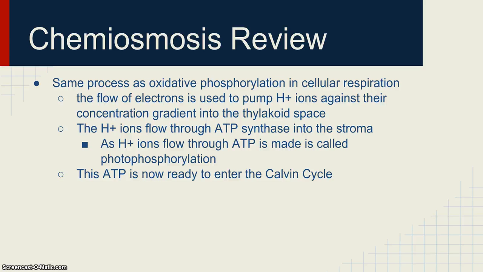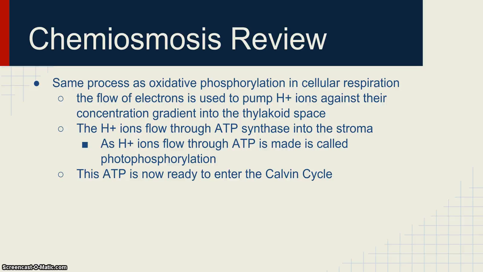Okay, so chemiosmosis. We're going to talk a little bit about chemiosmosis again because we are going to go through chemiosmosis to make ATP through the electron transport chain in photosynthesis, just like we did in cellular respiration, but now we're going to have it a little differently. So it's the same process as oxidative phosphorylation in cellular respiration, so we're doing the same exact thing.